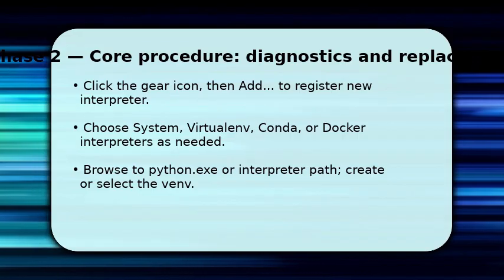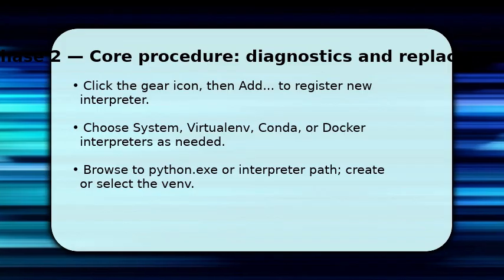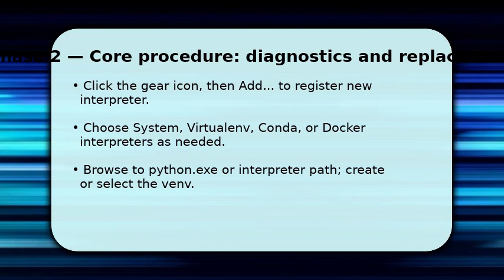Then browse to the Python executable or point to a venv folder so PyCharm can index it. You do this because the interpreter determines libraries and linting. Changing types may require creating an environment first.